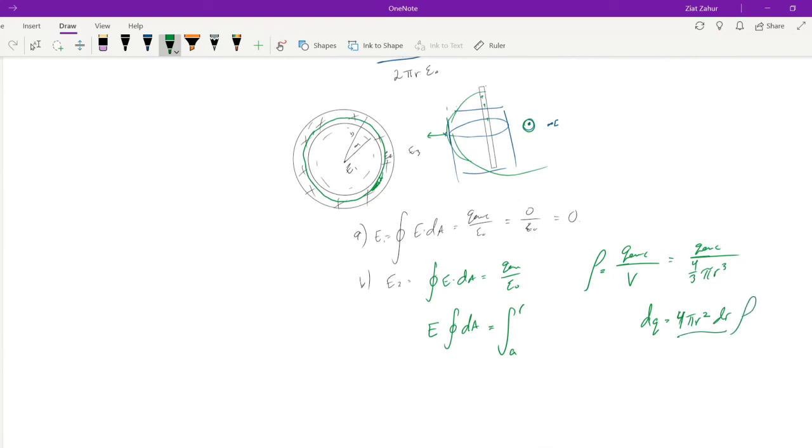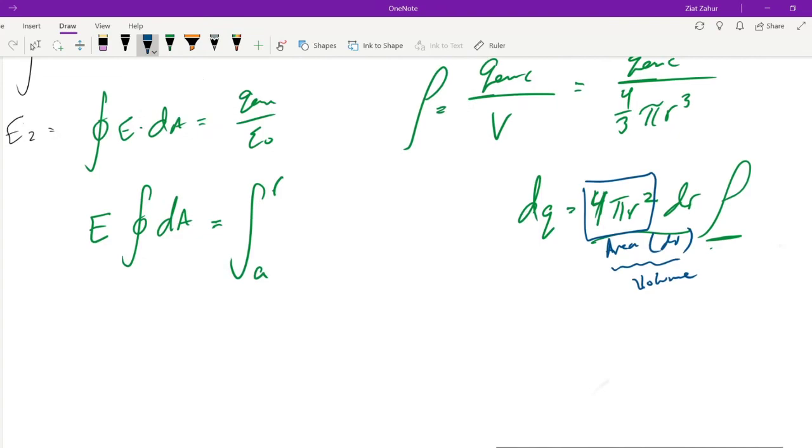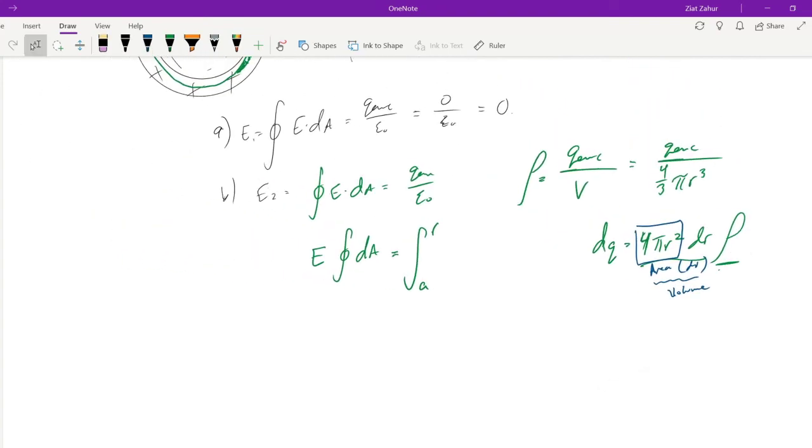So this is volume, right? Let's take a look. This is the density, rho. The 4 pi r squared is the area. So area times one more dimension, dr, gives you volume. So you get 4 pi r squared dr times rho. Here, I'll write rho in the front. Divided by epsilon naught, from A to R.